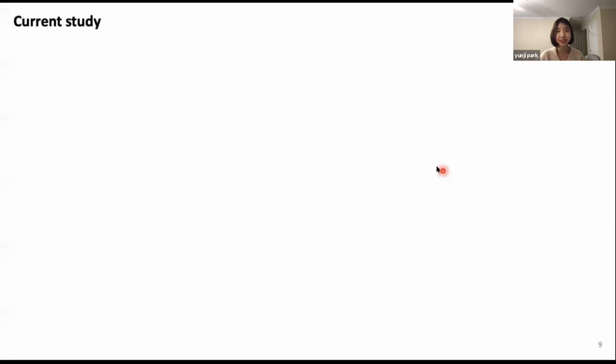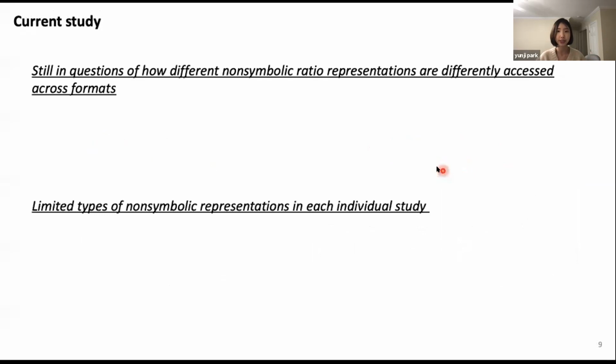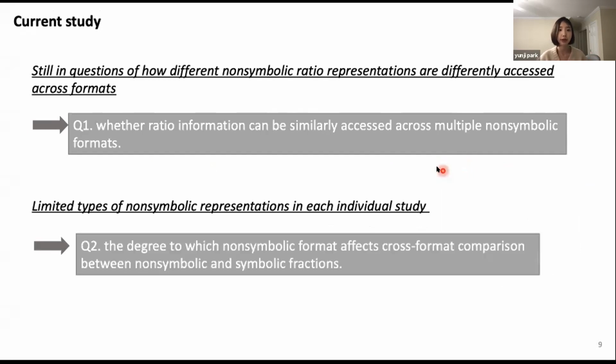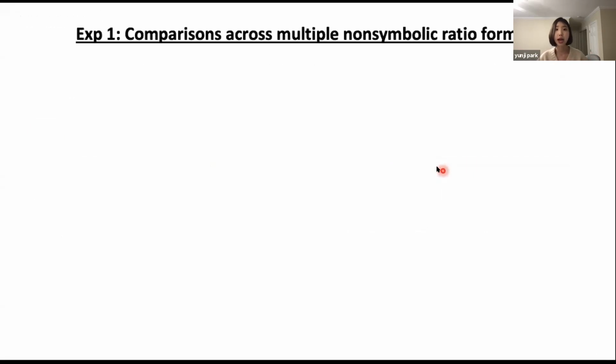To resolve these two questions, we investigated whether ratio information can be similarly accessed across multiple non-symbolic formats, and also the degree to which non-symbolic formats affect cross-format comparison between non-symbolic and symbolic fractions. In experiment 1, we investigated comparison across multiple non-symbolic ratio formats. Our participants were adults, 92 undergrads.